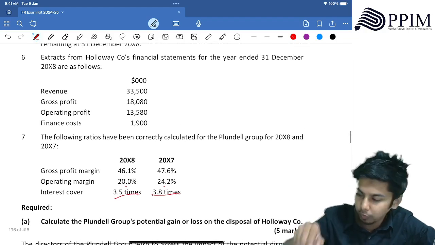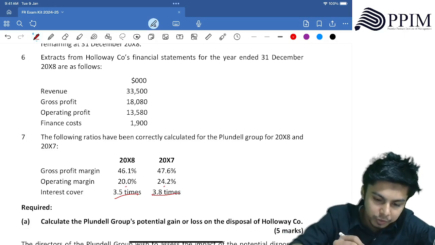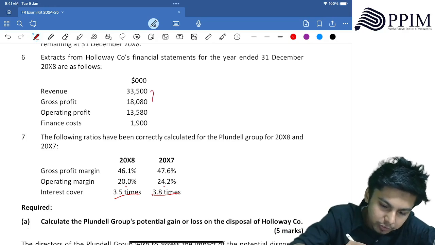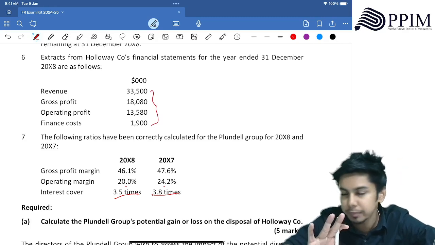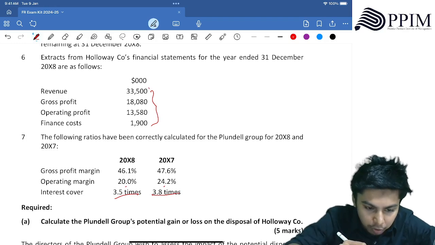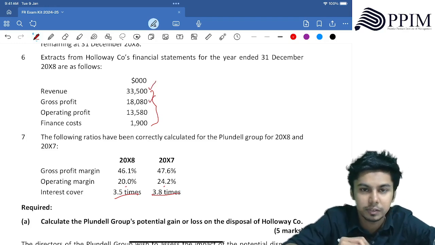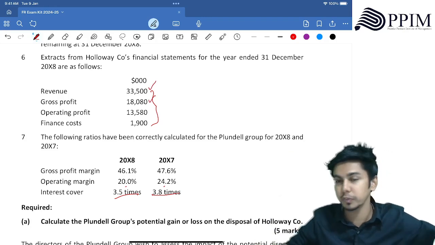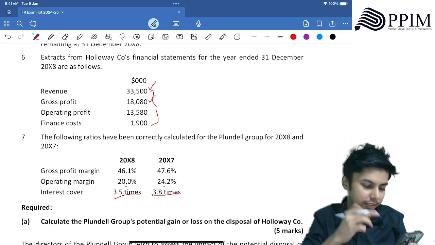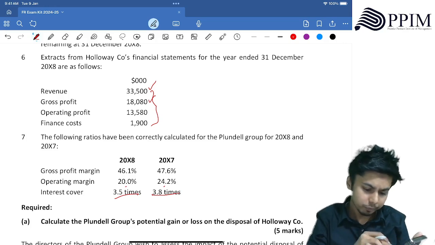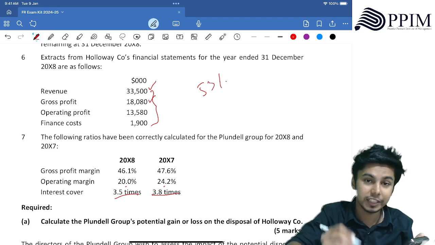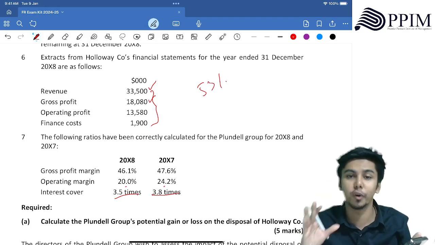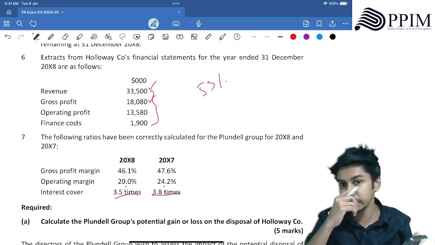If you want, you can calculate individual ratios for Holloway if needed. If you have enough time in your exam, Holloway's revenue and gross profit are given, so you can calculate its own gross profit. Just see what answer we get. 18,080 divided by 33,500 is 53%. His gross profit ratio alone is 53%. So these are some points you can use.